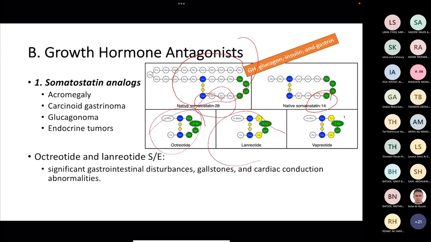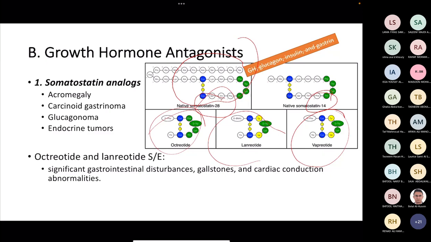lanreotide or vapreotide, they have a change of the amino acids at the cleavage site. يعني إنه naturally somatostatin is cleaved at a certain region. يعني it requires 2 amino acids to be at those sites. So in those synthetic analogs للsomatostatin, there is a change of the amino acids that would prevent their degradation or metabolism. So this would create a longer half-life for those agents.